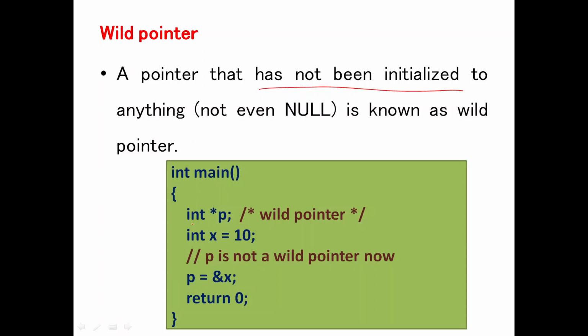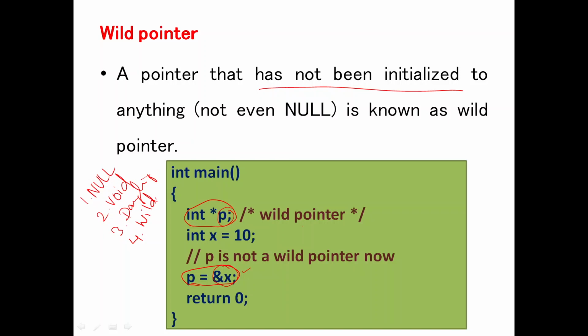So in this example you can see that we have declared a pointer, but it is not initialized. So now this pointer p is called a wild pointer. But in this statement our pointer is initialized to the address of the variable x, so this pointer is not a wild pointer now. So this is the wild pointer. So we have seen some types of pointer. First one is null pointer, second one is void pointer, third one is dangling pointer, fourth one is wild pointer.